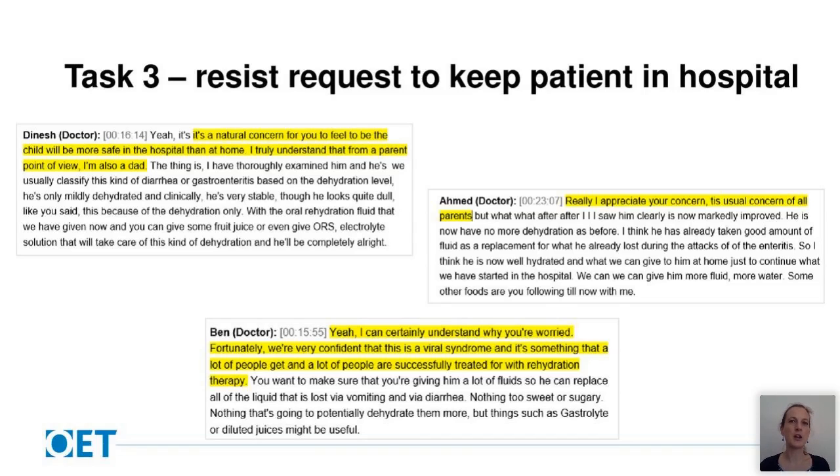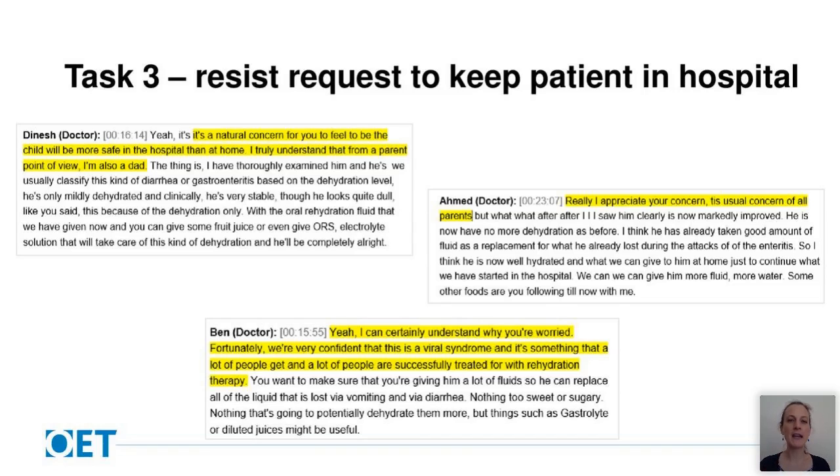The first doctor on the left mentions that this is a natural concern and also brings in his own experience. He says, I truly understand that from a parent point of view. I'm also a dad. And that's certainly something that you can do if you have some of your own experience which is relevant to the situation that you're discussing.